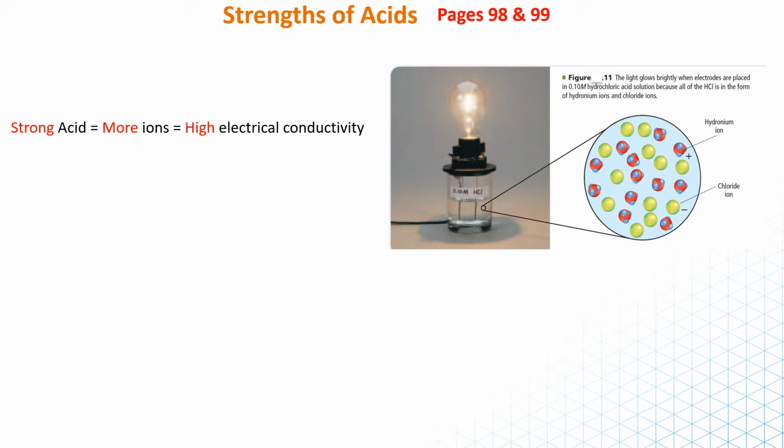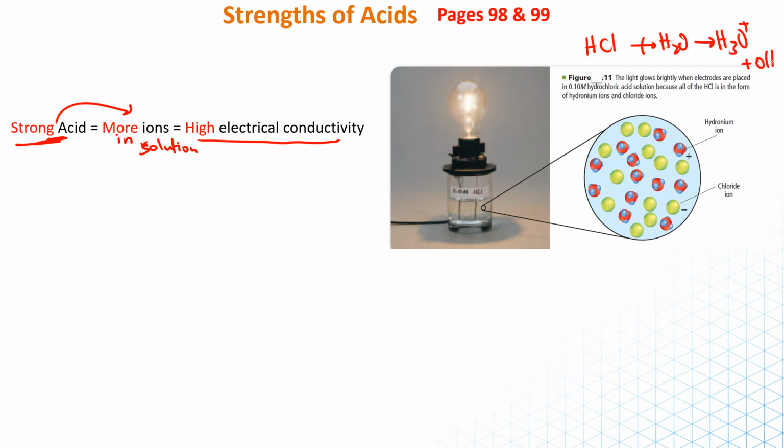Now, what is a strong acid? So strong acid means more ions in solution, meaning when it is dissolved, and it means high electrical conductivity. So HCl here, guys. So HCl, when we put it in water, plus water, it's going to give me H3O plus and Cl minus. So we have a lot of ions, guys. Can you see? This is the hydronium ion and this is the chloride ion. So we have a lot of the ions here. That's why the light here is actually strong.